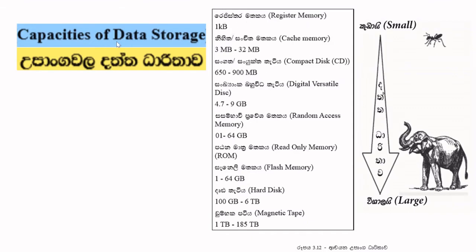So what is the hierarchical order? You can see the smallest memory capacity is register. The smallest one is register, then after that cache memory. So you can remember register, cache and RAM, volatile memories.